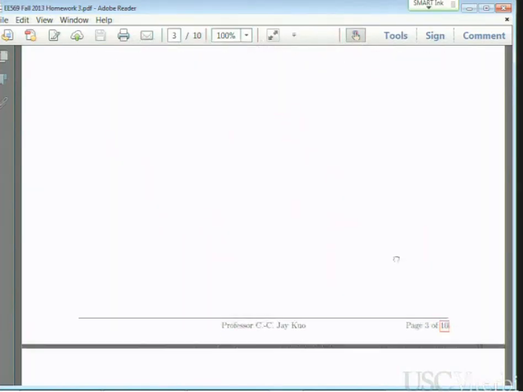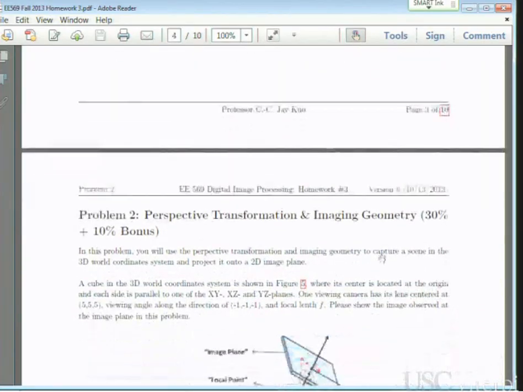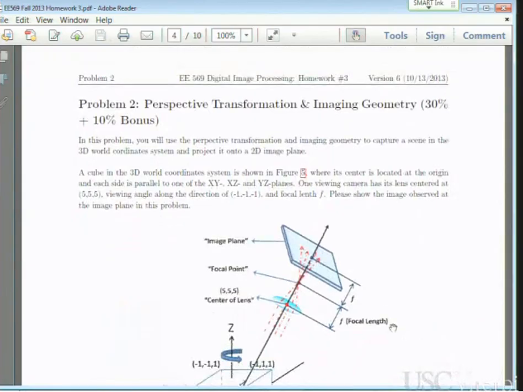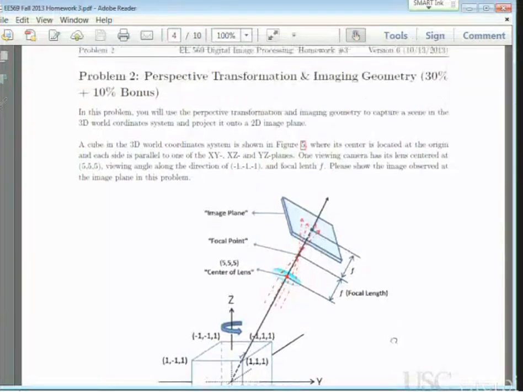Okay, now let's go to homework number 3, problem 2, the so-called perspective projection and imaging geometry.